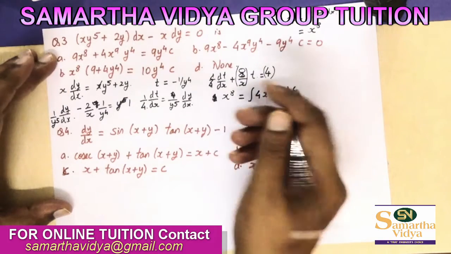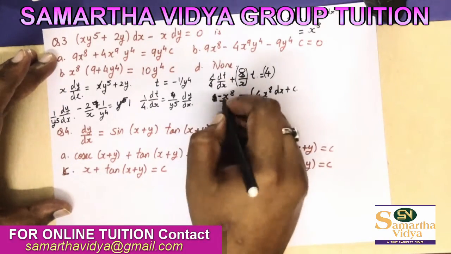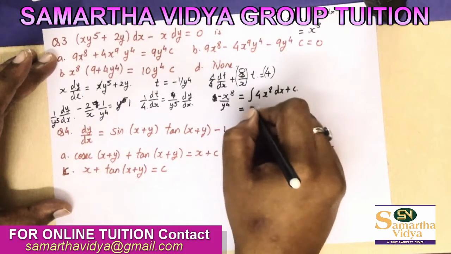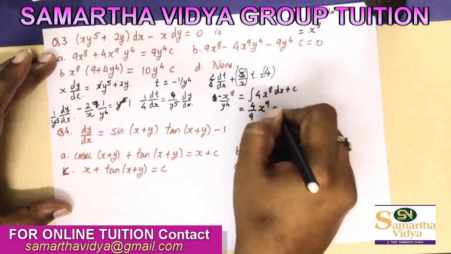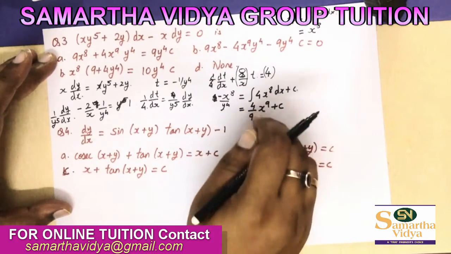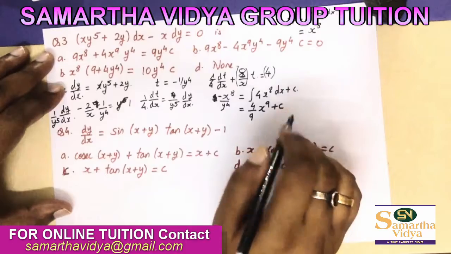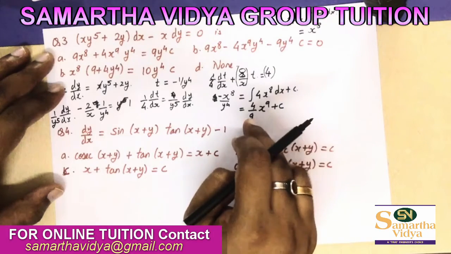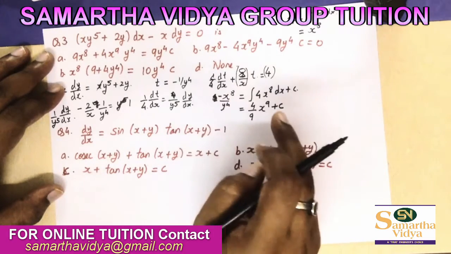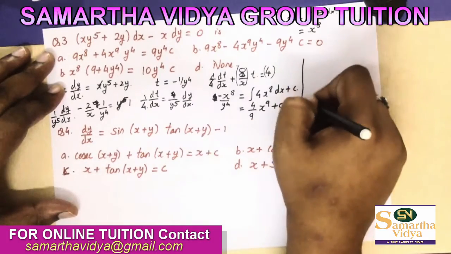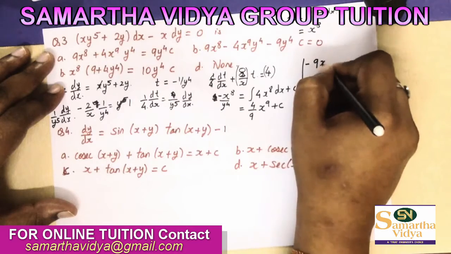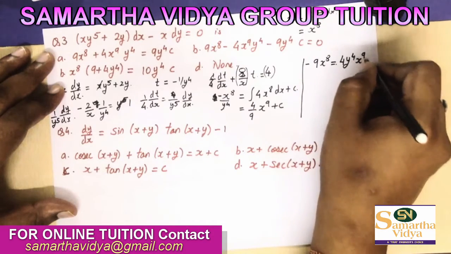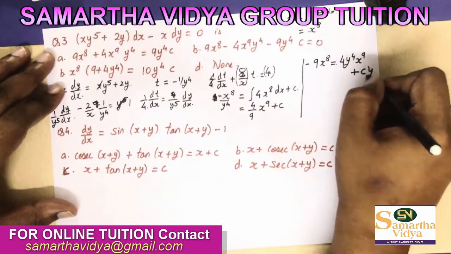But I have to replace the t because that's not what I need. So I will be having minus 1 by y raised to 4 in that place. This integration is nothing but 4 by 9 x raised to 9 plus c. Now we need to see whether I'm getting this particular thing or not. There is nothing in the denominator, so I have to just remove everything which is present in the denominator. So I'll be multiplying by 9 and by y raised to 4. If I'm multiplying by 9, I'll be getting minus 9x raised to 8 is equal to 4 y raised to 4 x raised to 9 plus c y raised to 4.